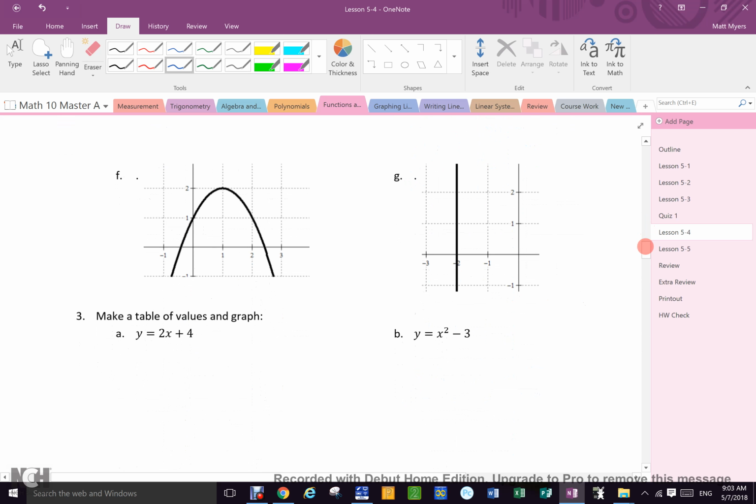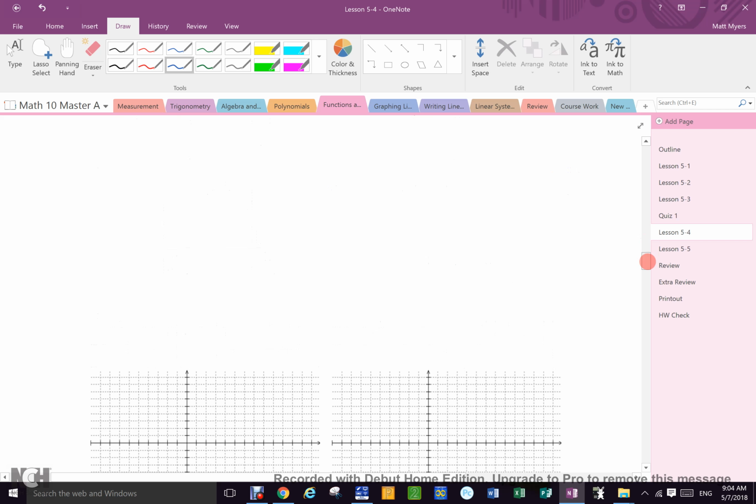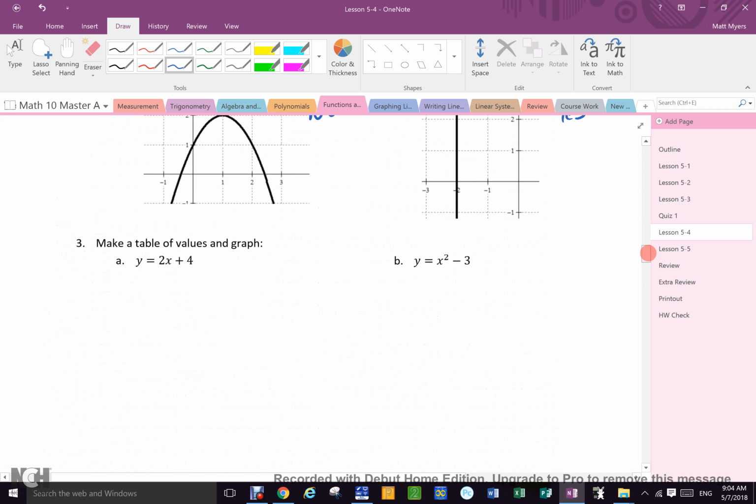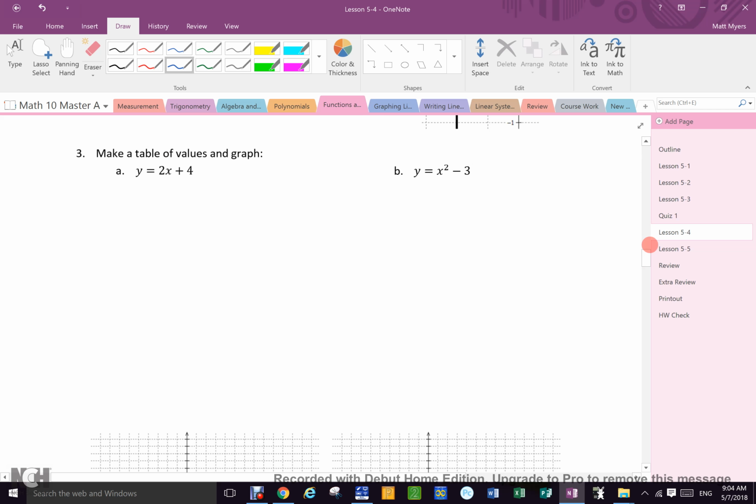What about f? Yes or no? No. Easy peasy. What about g? Yes. All right, the last thing you need to do for me, and this is starting to lead us directly into our next unit, because as you can see, there's only one more lesson for this unit, so we start thinking about next unit. Make a table of values and graph.